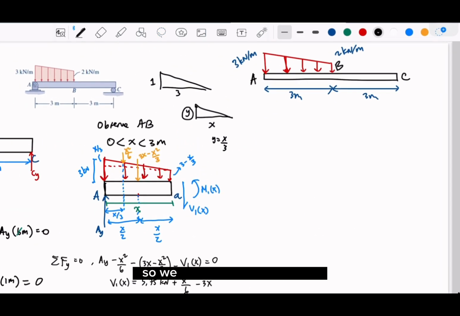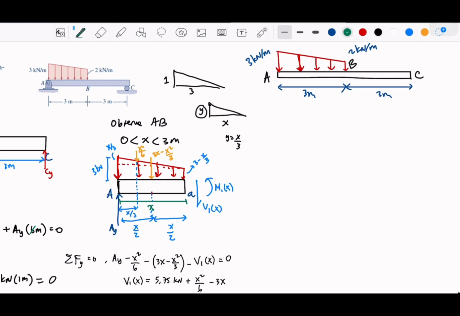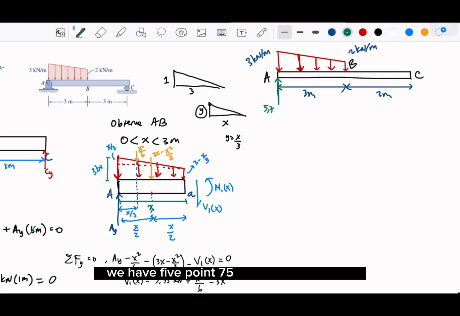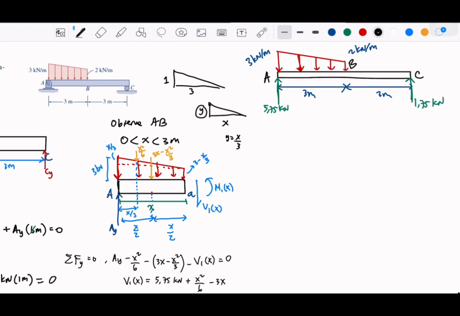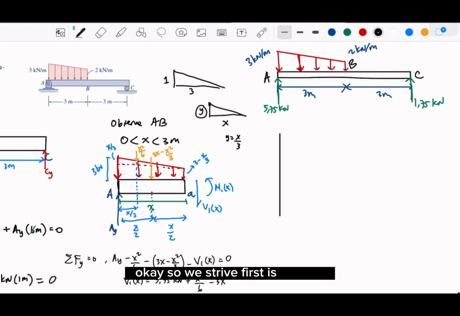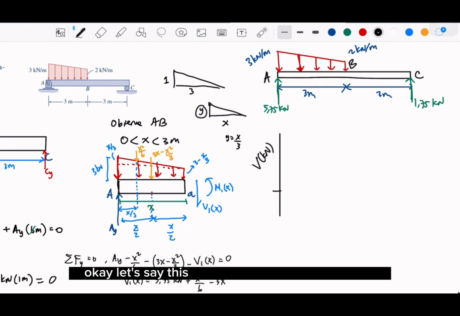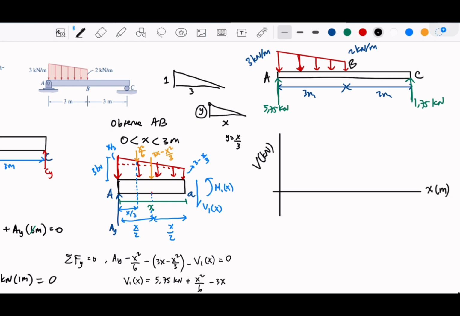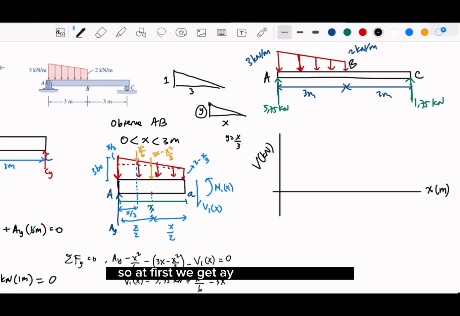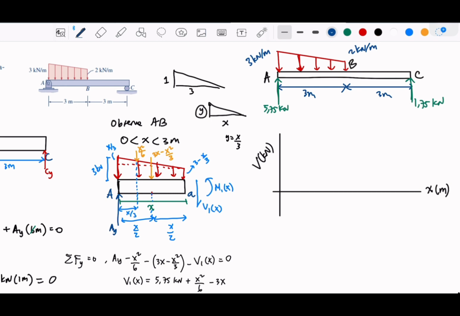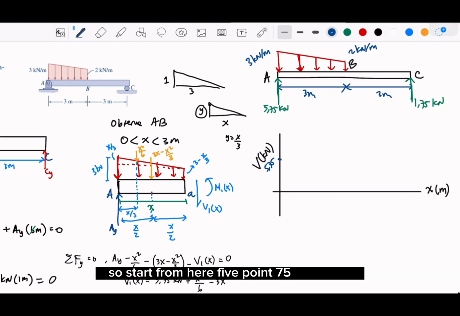Okay. So we can try to draw first the AY, I forgot the AY, we have 5.75 kN, and CY, this is 1.75 kN. Okay, so we try first our V, okay, V is in kN. Let's say this is the axis, this is the X, in meter. So at first we get AY, the reaction force, which is in positive direction. So I think we can start from there. So start from here, 5.75 at the top.